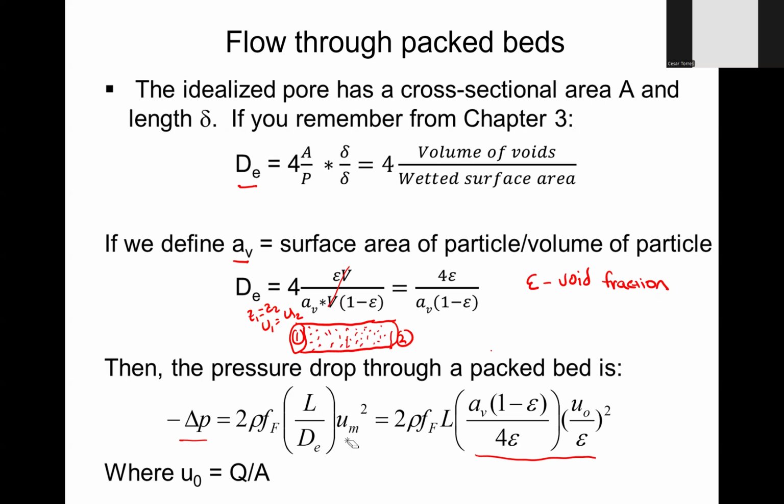So another way of putting that velocity inside the pore would be to take that velocity and divide it by the void fraction, so that you get the velocity inside the pore through this definition, where the velocity U0 is the velocity before entering the packed bed. So this is U0, which is Q over A. And then when you divide by the void fraction, you are basically increasing that velocity as it goes inside here. So this would be UM inside of your packed bed.